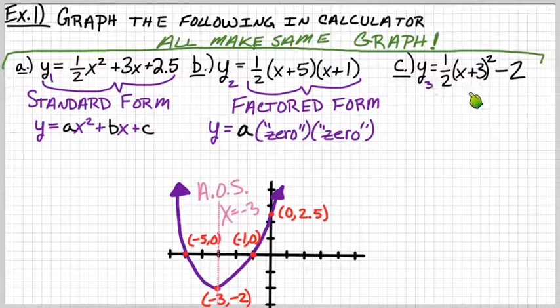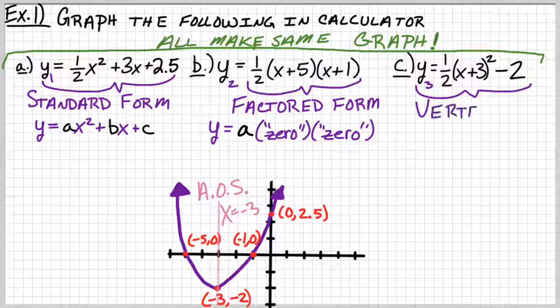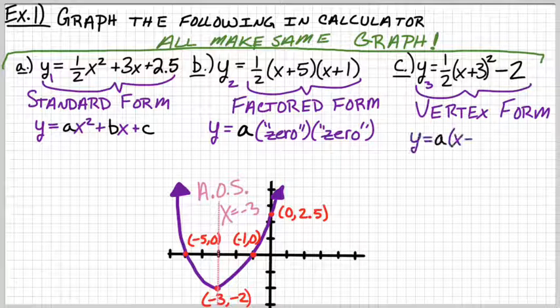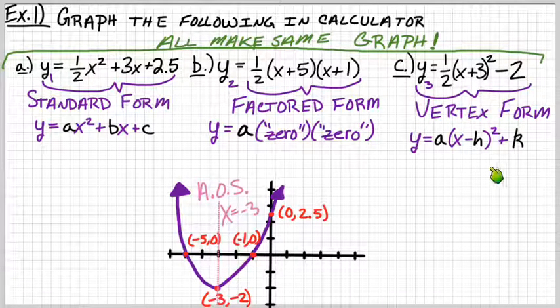Part C, this is a special form called vertex form. And the general formula for that is y equals a times (x minus h) squared plus k. And we've already talked about transformations. So if it makes a parabola, you know that h here shifts it left, right, and the k shifts it up, down. Okay, so there are benefits and disadvantages to each one.